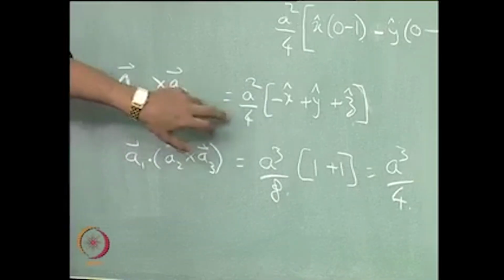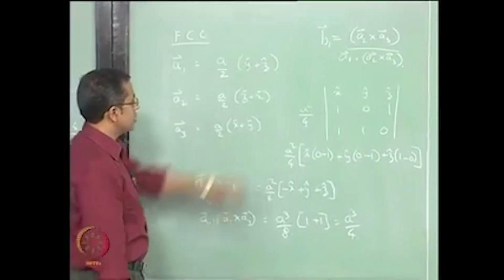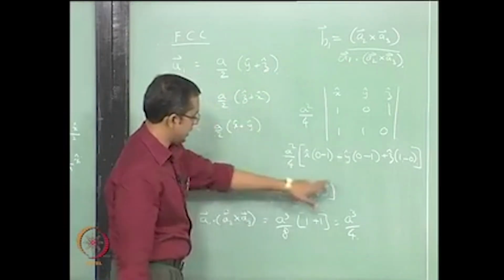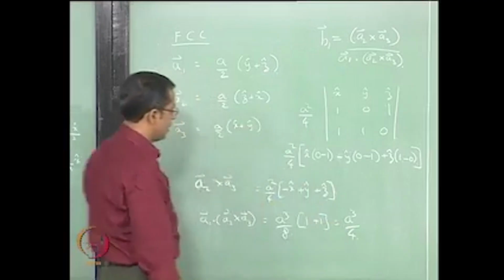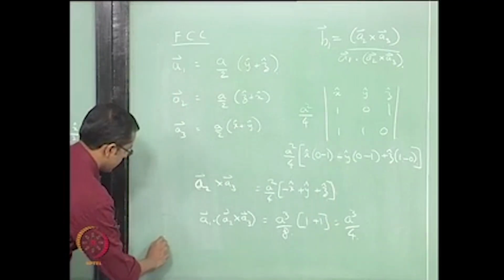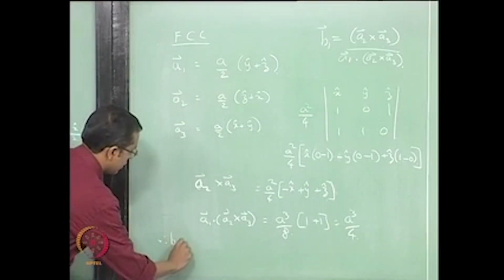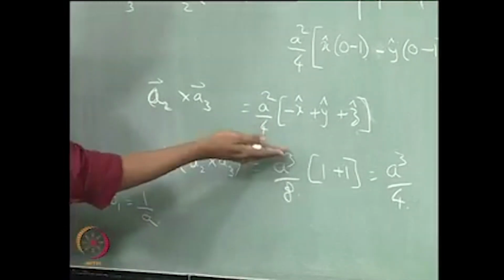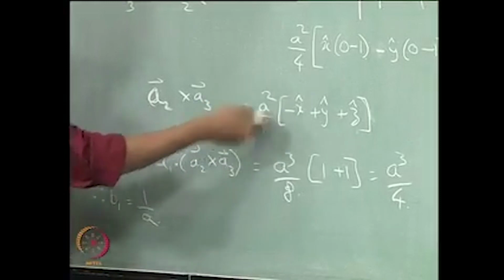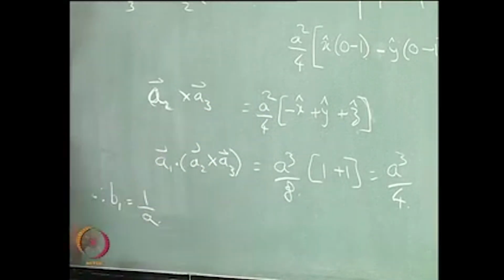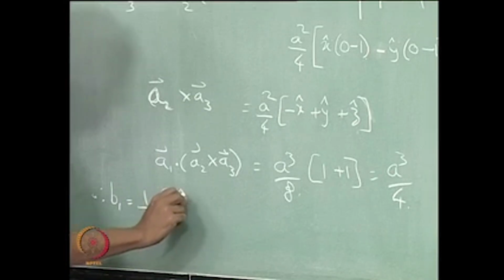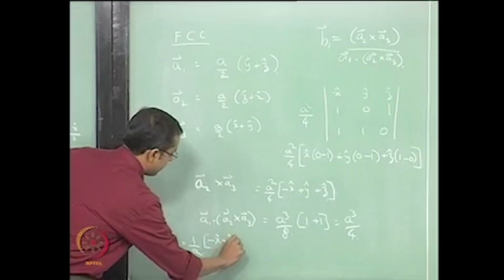So this A cube by 4 is the volume that we have for this unit cell, and this is the vector A2 cross A3. If you divide A2 cross A3 by this volume, you are simply dividing this entire term by A cube by 4. So B1 will actually be 1 by A, because the 4 and 4 will get cancelled, you will have A square by A cube which is 1 by A, times minus x cap plus y cap plus z cap.